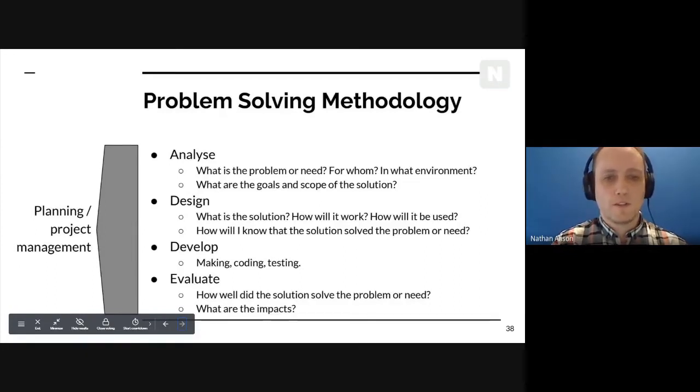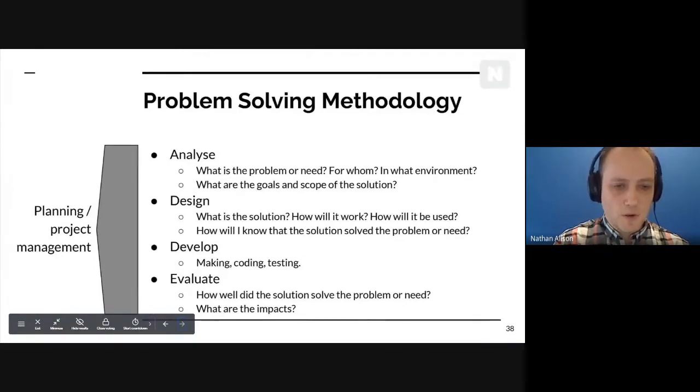Those sorts of things. In the design stage of this methodology, we're asking more about what the solution looks like, how it will work, and how it will be used. And we're also setting criteria for how we will know that the solution actually did solve the problem or need. In the develop stage, that's when we actually do it, so you could say that's when we're doing the making and the coding. But it's important to emphasize, and I'm sure Catherine would agree with the other methodology as well, that these don't necessarily have to be done always in this order. You do sometimes jump around. For example, we might have a go at a bit of coding so that we can get an idea of what's possible and what's not.